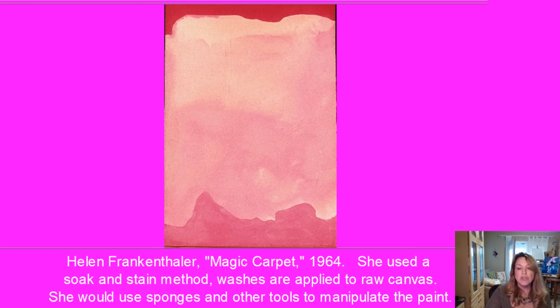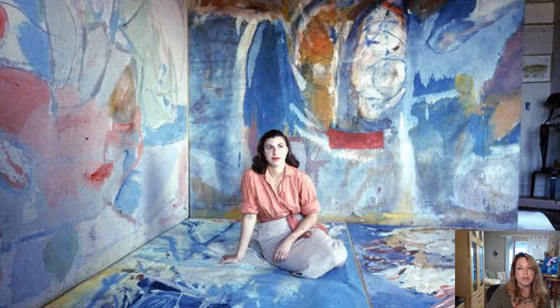So she used sponges and other tools to manipulate the paint. Here you can see some of the scales in which she's working. She's using scraping techniques. She's using different tools to manipulate the paint. So certainly she was experimenting with some of the ideas that, for instance, Jackson Pollock was experimenting with, this idea of action painting, moving, and really being involved in the paint process.